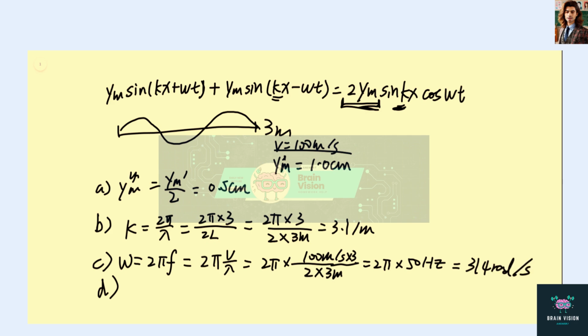And for the sign in front of omega, I have two waves. One will be plus and one will be minus, for the two waves respectively.